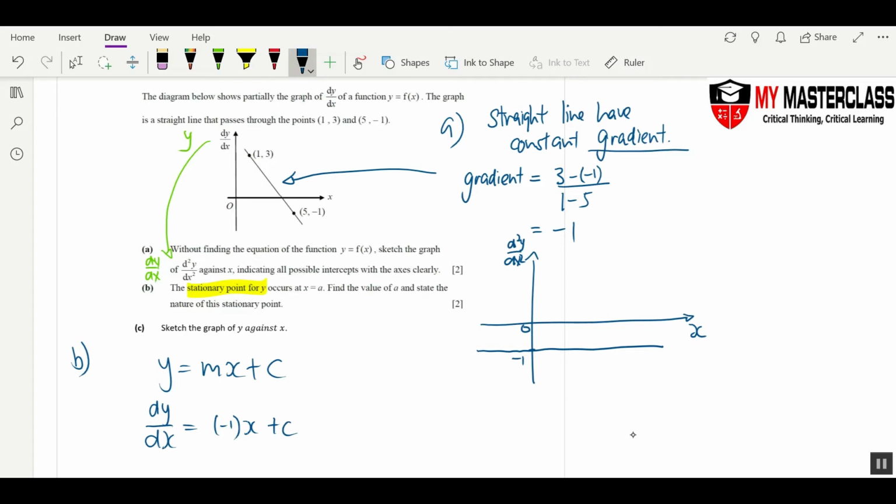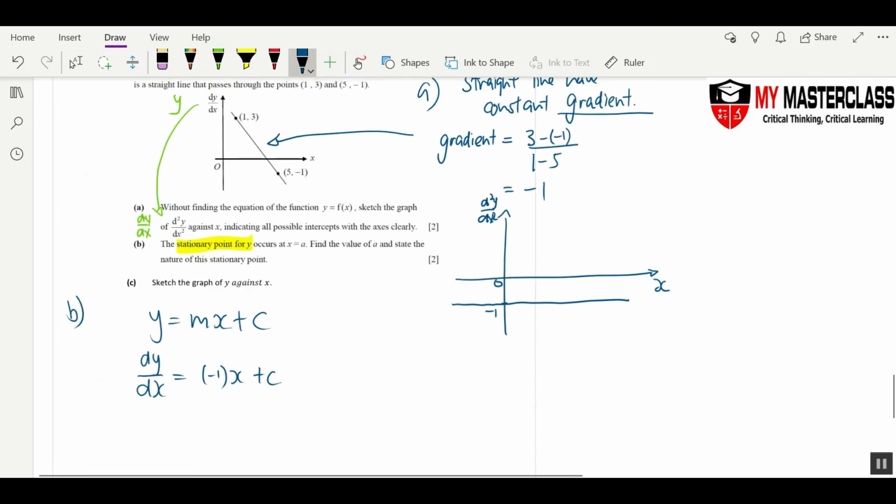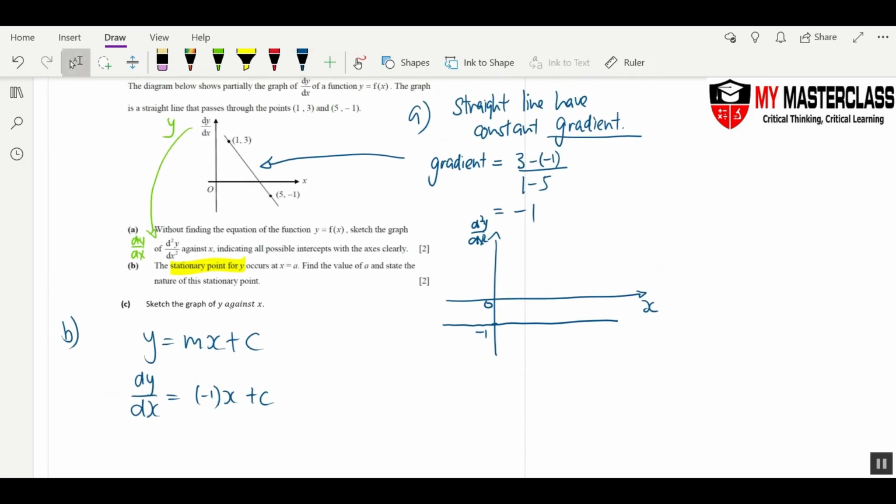Like I shared with you all, I prefer to use this traditional method of using y equals mx plus c to find the equation of the line. Of course, you can also use your other method, where it's (y minus y1) over (x minus x1) equals gradient. But because this y-axis is dy/dx, I think it's better to use this way. I change the y to dy/dx because my y-axis is the dy/dx.